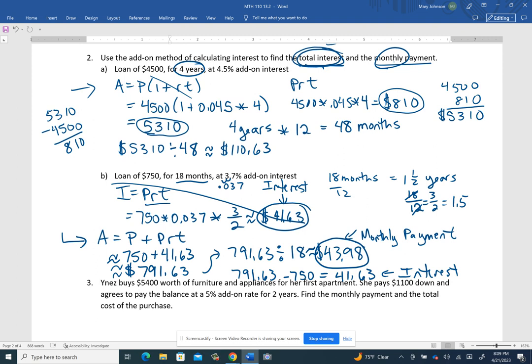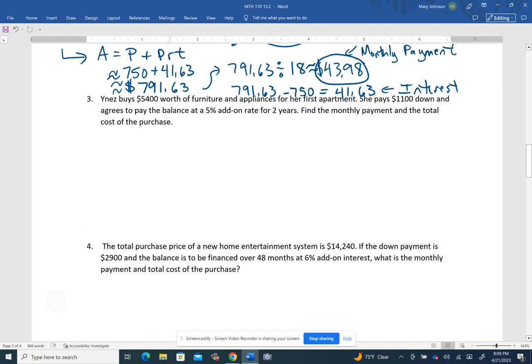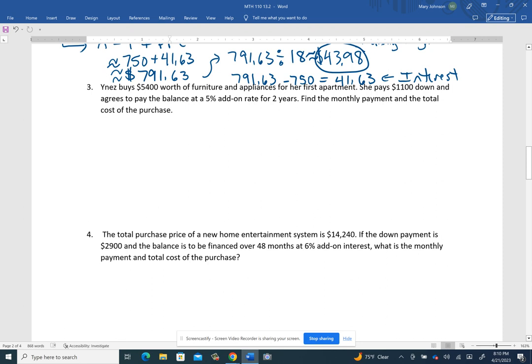Okay. All right, let's look at this one. Here we have a situation where we have this person buying furniture. So they're going to buy $5,400 worth of furniture and appliances. She's going to pay $1,100 down, and then she's going to pay the balance of what she owes at 5% add-on interest for 2 years. And our job is to get something different than on the previous question. We're going to get the monthly payment, and then we're also going to find what the total cost of the purchase would be.